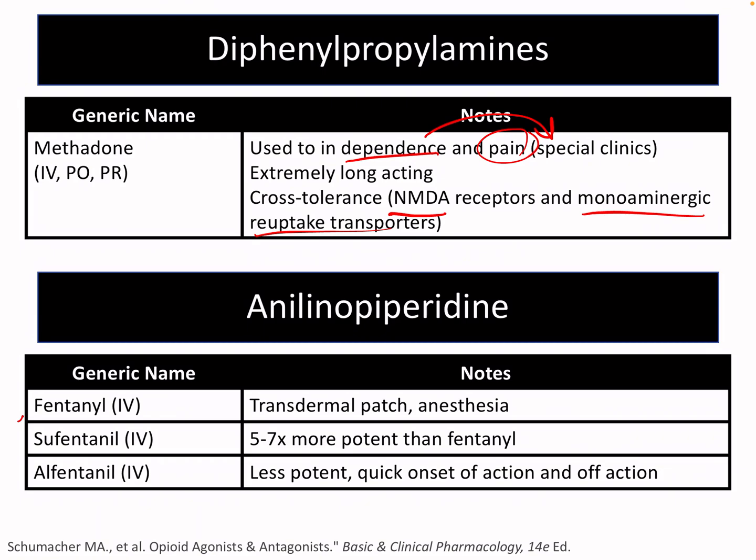Fentanyl, sufentanil, and alfentanil are all primarily used IV, although there is a transdermal patch available for fentanyl. It can also be used as a lozenge for neck and head cancers. Sufentanil is more potent and alfentanil is less potent, but alfentanil has a quicker onset of action. These are primarily used for anesthesia in patients.